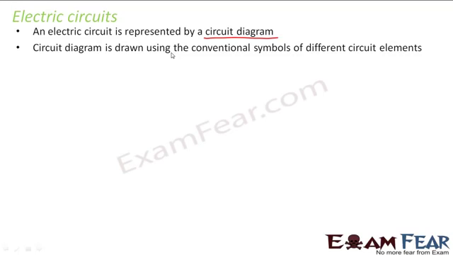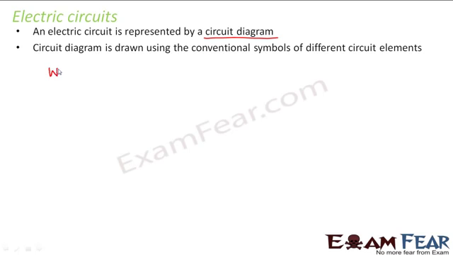Now, how do we draw circuit diagrams? A circuit diagram is drawn using the conventional symbols of different circuit elements, because whenever we talk of any electric circuit, that circuit will have several elements, right? It will have resistors, it can have inductors, it will have batteries, wires, a switch, a voltmeter, an ammeter. There are so many things present in a circuit. So how do I represent all those things? There are some conventional symbols used for each of the circuit elements. Now I will tell you about all such symbols.